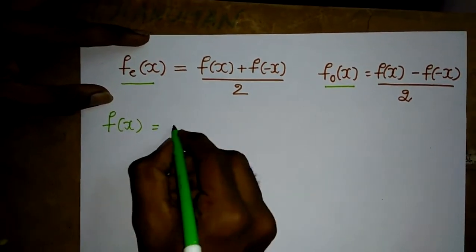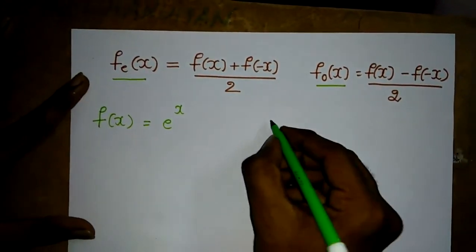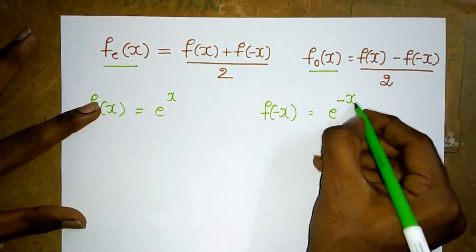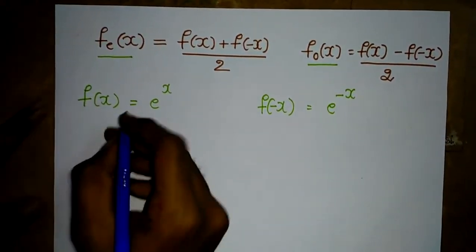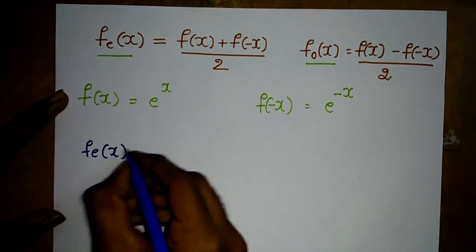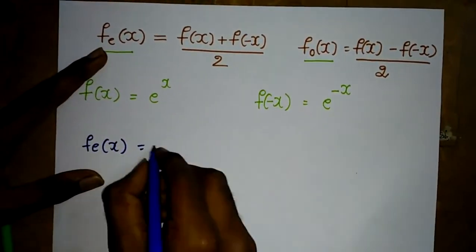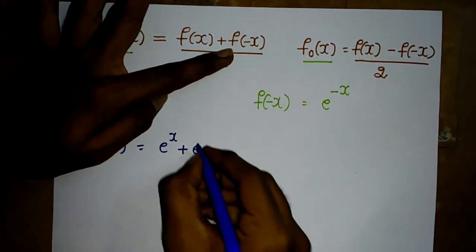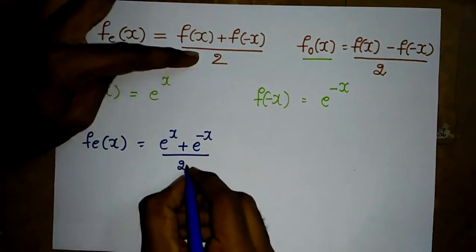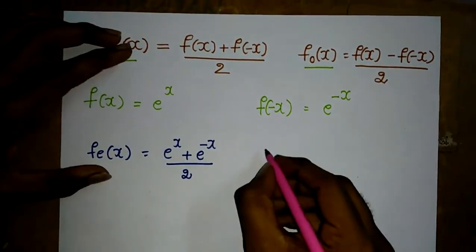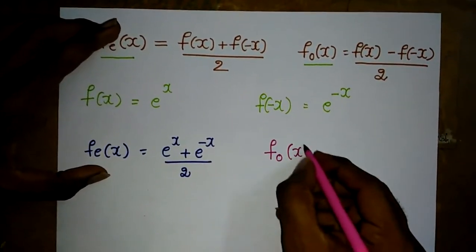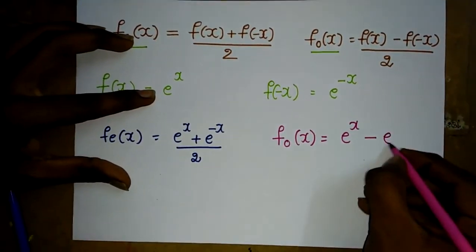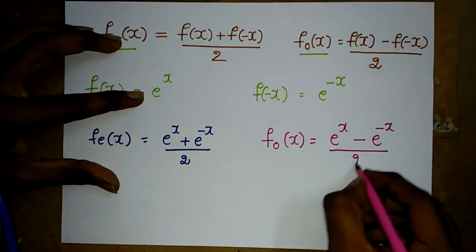Let me take f of x as the famous exponential function. What is f of minus x? It is going to be e raised to power minus x, right? What is the even component f sub e of x? Just plug these guys in this formula. f of x is e power x plus f of minus x is e raised to minus x, upon 2, right? What is f sub o of x? That is the odd component of the exponential function. f of x is e power x minus f of minus x is e raised to minus x, upon 2.